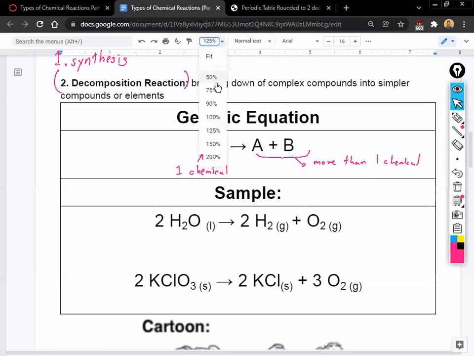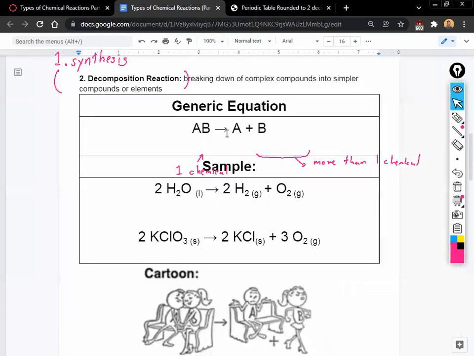So opposite of synthesis, and so the example is basically going to be the opposite as well. Synthesis is where they start dating, but then decomposition is when they break up.